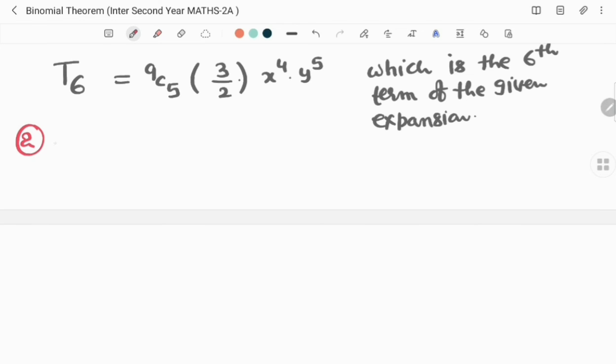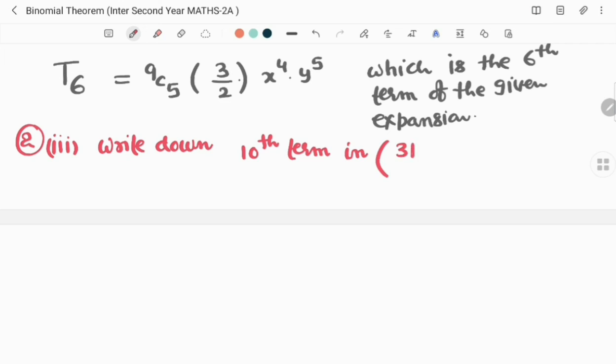So question number 3 I am taking. Write down the tenth term in (3p by 4 minus 5q) whole power 14 and simplify.